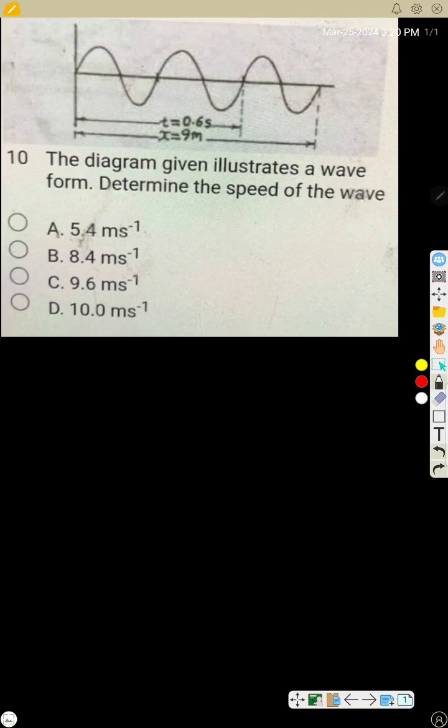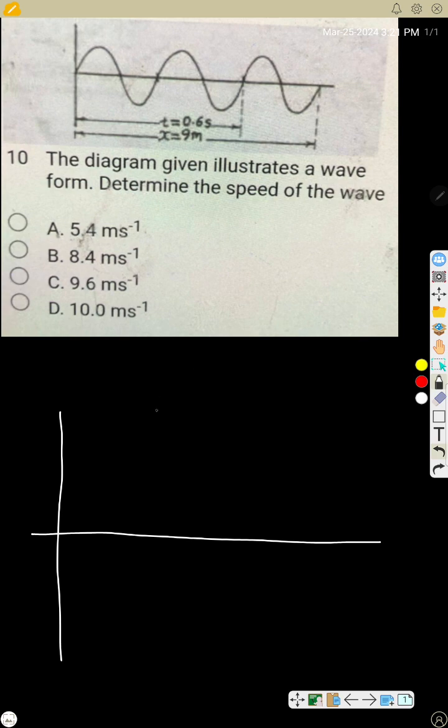Now, the diagram given illustrates a waveform. Determine the speed of the wave. Now, the first thing you have to understand in this question is how many cycles you have in the diagram.